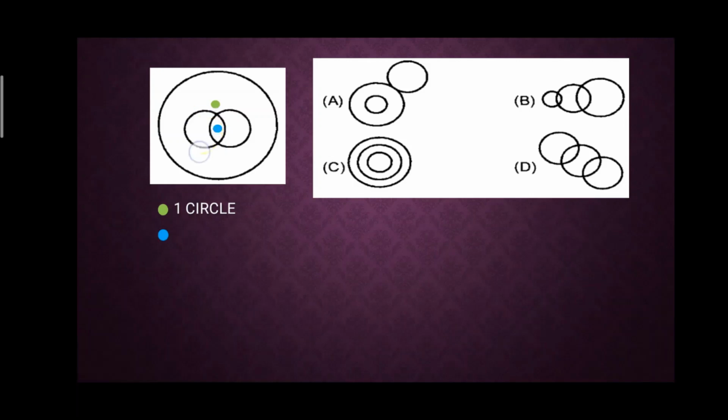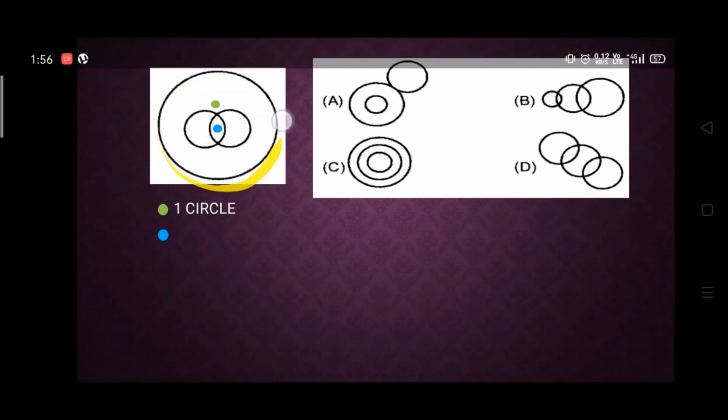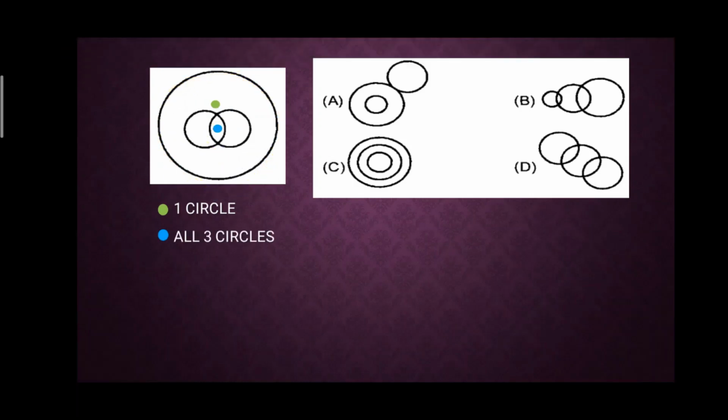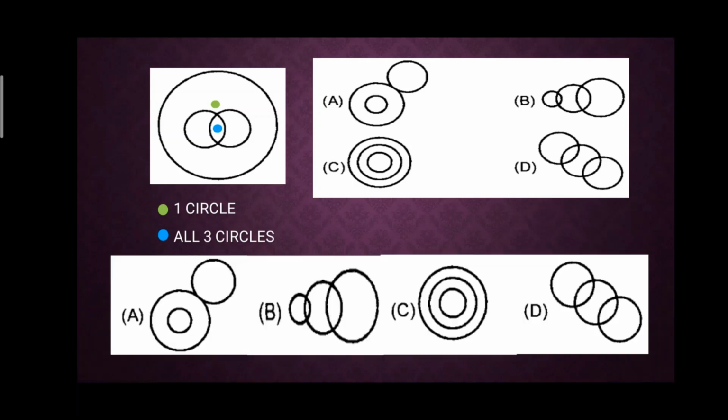As you can see, it is inside the left circle, the right circle, as well as the bigger circle. Therefore I have two conditions for the dots. The green dot represents a single circle, the blue dot represents all the three circles. Now I'll take all the options and let us find out if these dots are possible or not.